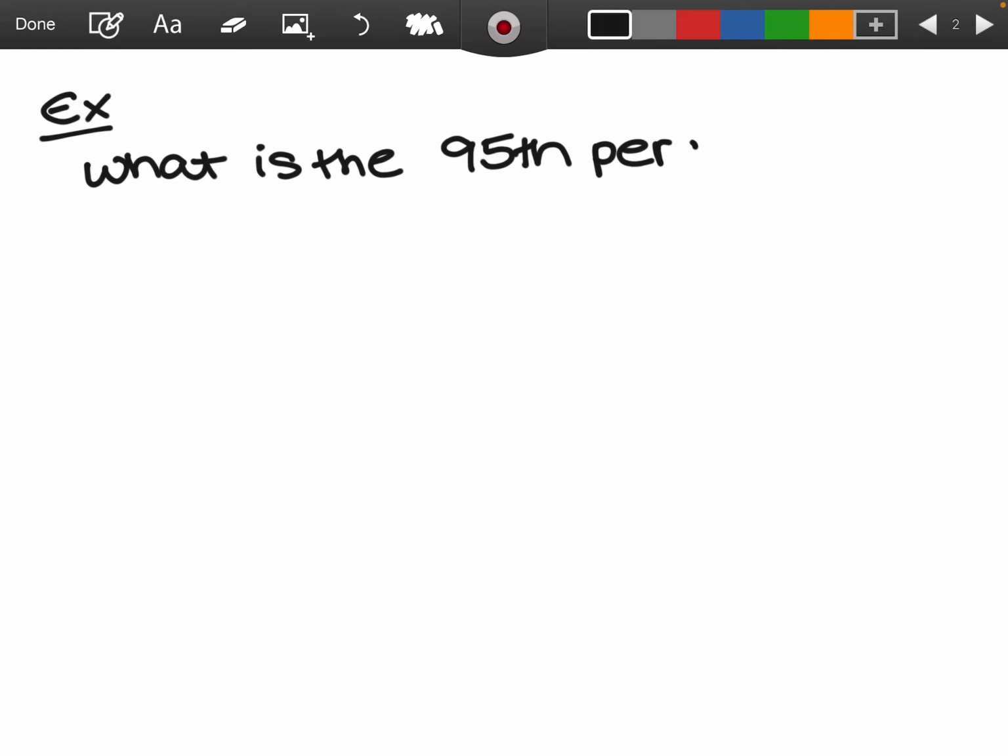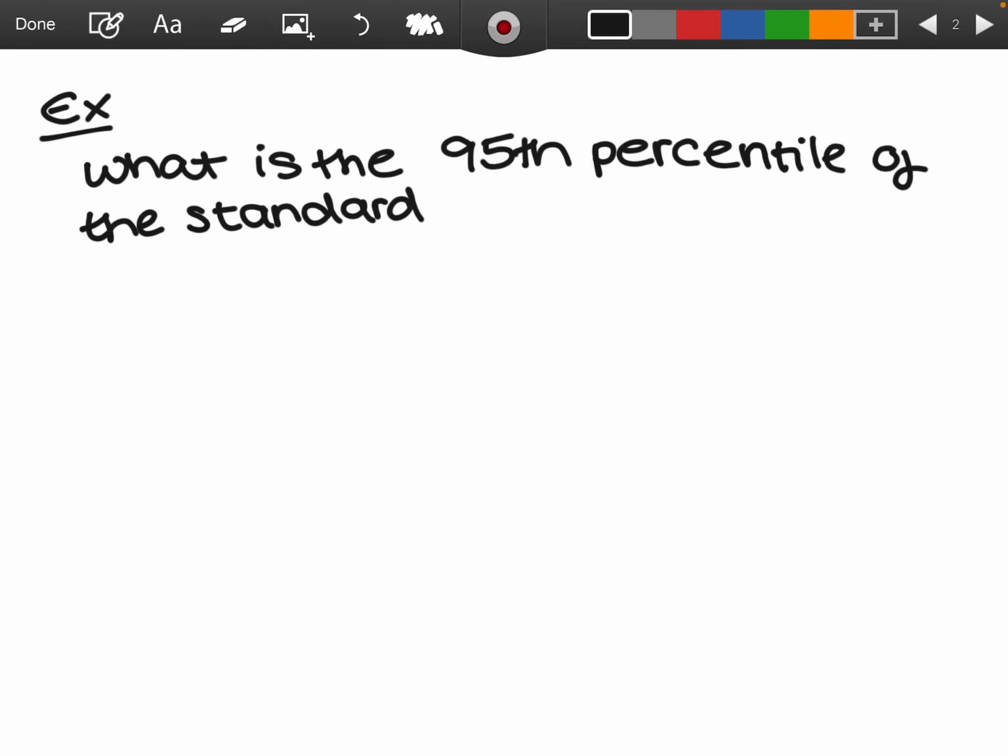The other type of problem that you can get is the same problem, but this time they're just going to phrase it slightly differently. And this is to do with percentiles. So this time it's going to ask, what is the 95th percentile of the standard normal distribution?